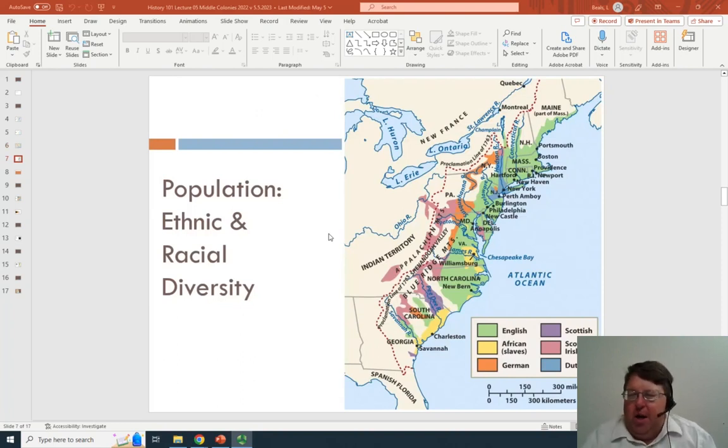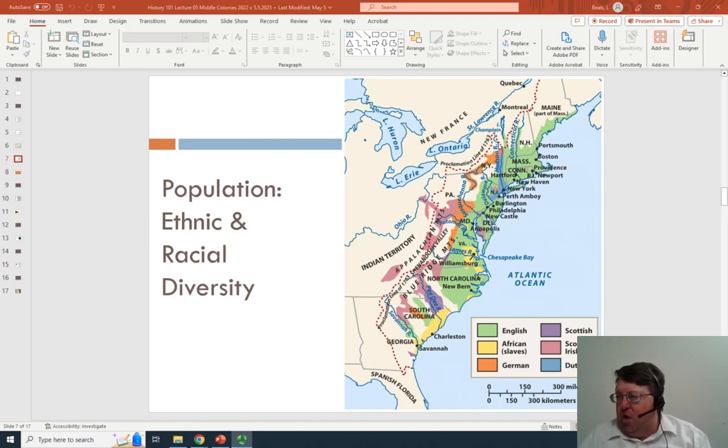Ethnic and racial variety, as you can see, predominantly English. What do you notice about the backwoods? Scots, Irish, and German. When Scots, Irish, and German people came to the colonies, they tended to go to the backwoods, away from English settlements. So you can see where there's a large German, Scottish, and Scots-Irish population. They immediately go to the backwoods. They don't want to live with the English.